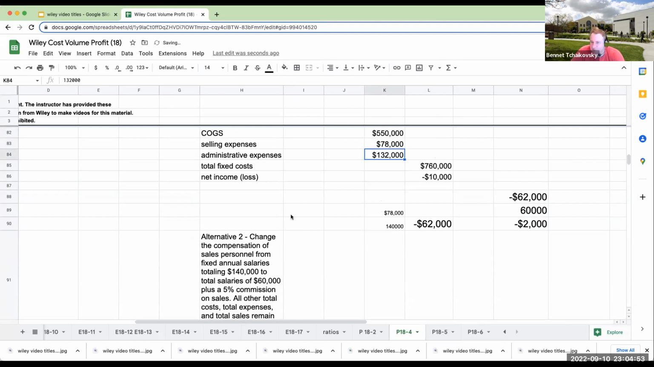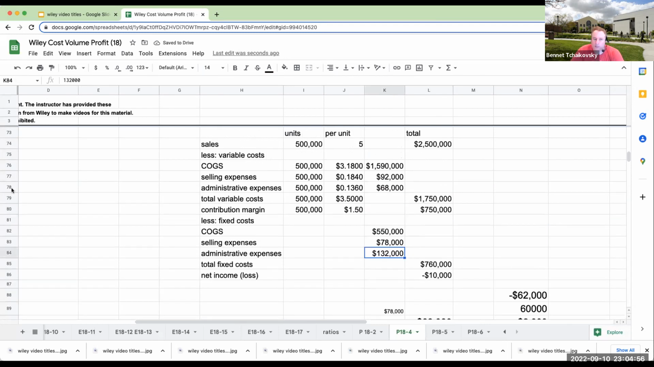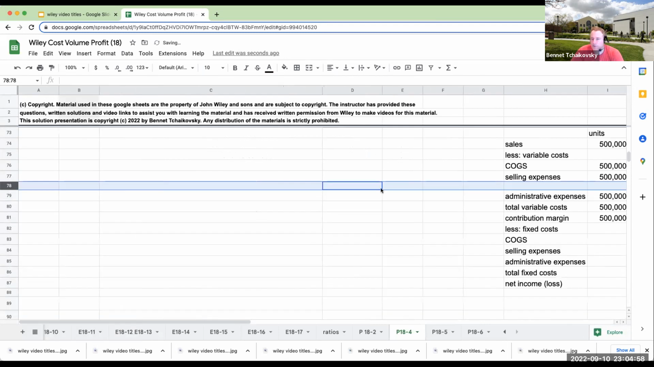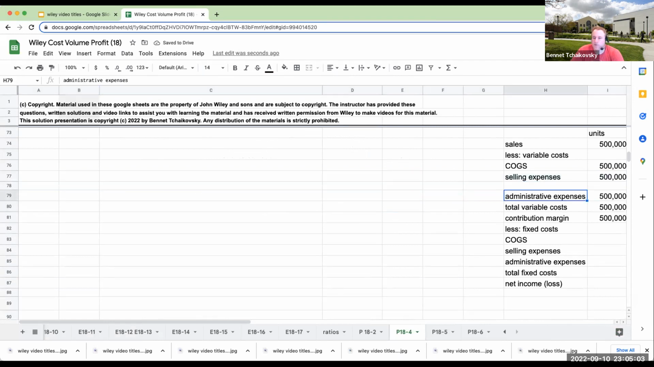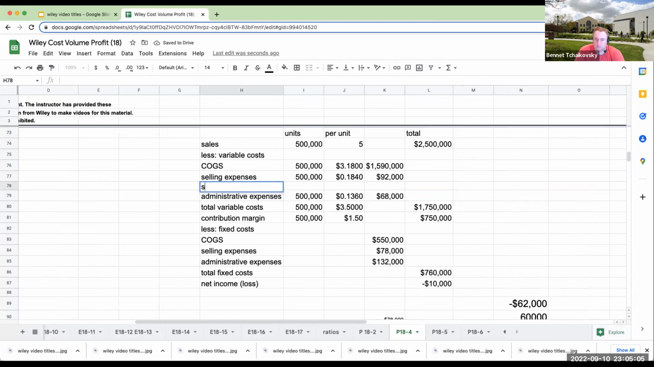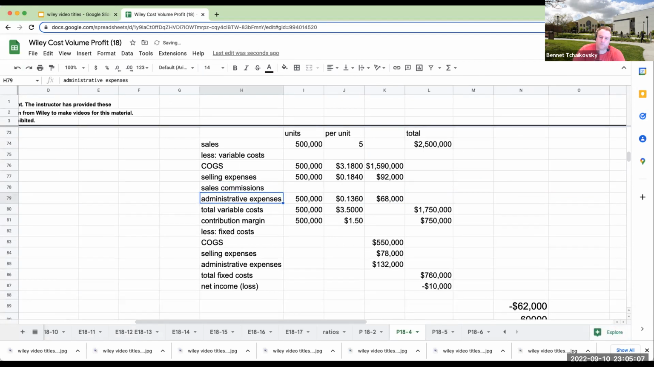Okay, but at the same time, over here, in terms of my sales commissions, this is going to be 5% of sales, or 5 times 0.05, or 25 cents. So my new unit variable costs are now going to be $3.18. Going to be $3.75 for a contribution margin of $1.25.